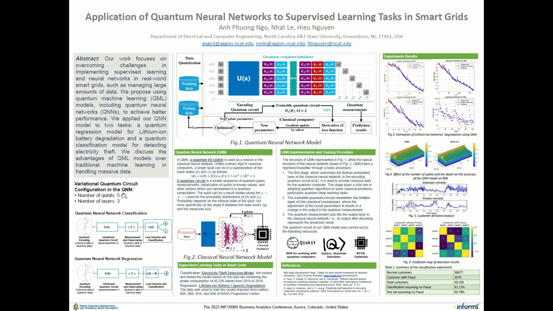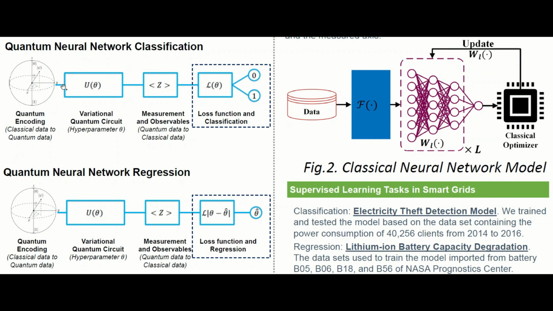Our variational quantum circuit configuration uses 5 qubits and the number of layers is 3. So as we can see, this is the iteration, the QNN for classification and the QNN for regression. Basically, they have the same encoding, variational quantum circuit, measurement and observable. They only have a different loss function.